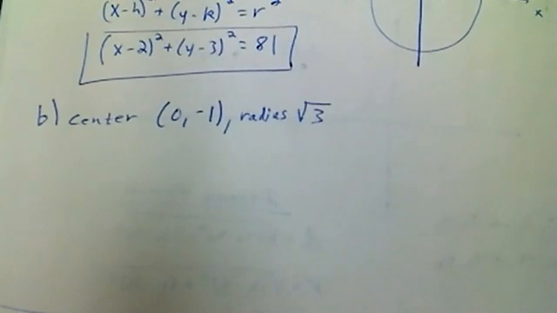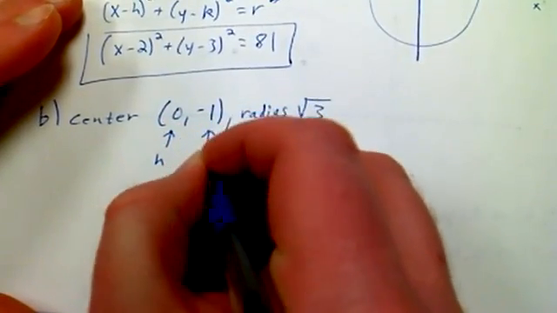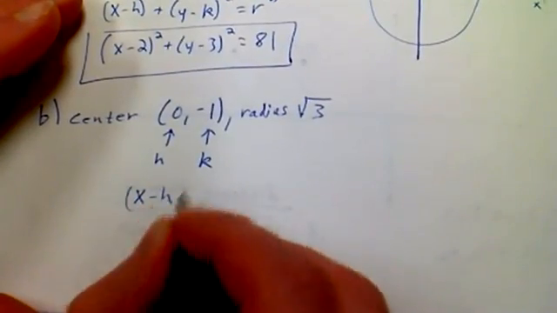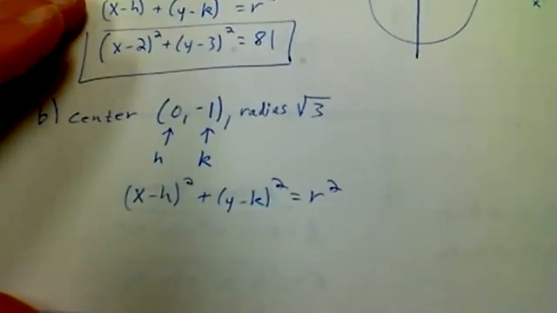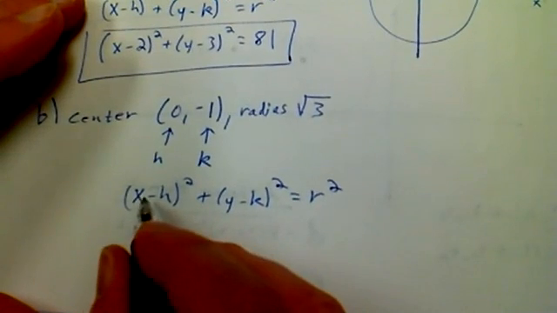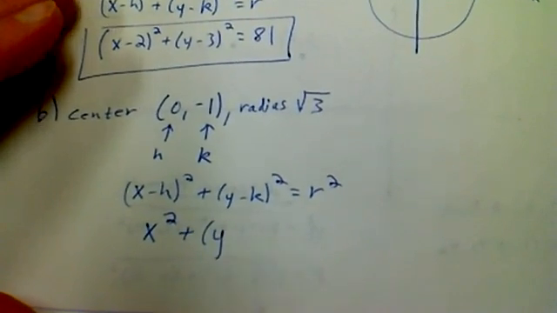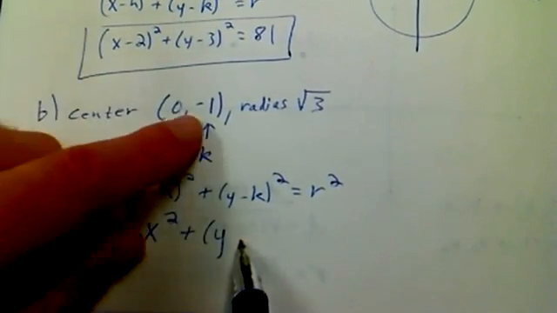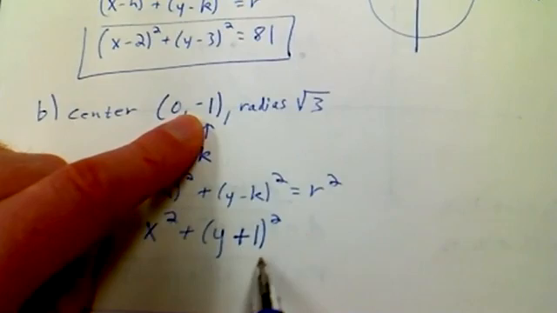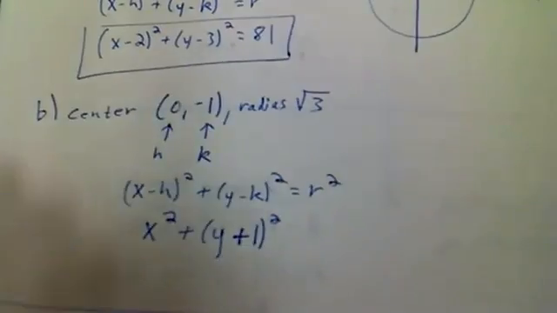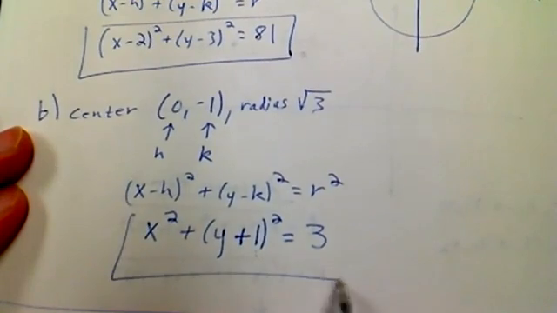The second one, center (0, -1), radius square root of 3. Here's my h. Here's my k. (x minus h) squared plus (y minus k) squared equals r squared. So this is going to be just, instead of writing (x minus 0) squared, that's just x squared now. Plus, now we got to be careful, y minus k. So what is y minus -1? It's a plus 1. It always ends up being the opposite sign for this formula. See that? Minus a -1 is really a plus 1. Radius squared, the square root of 3 squared, is just 3.